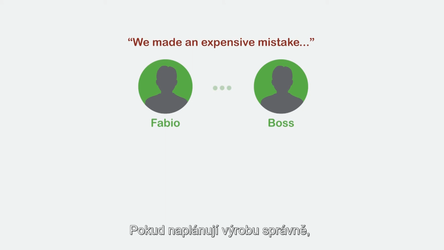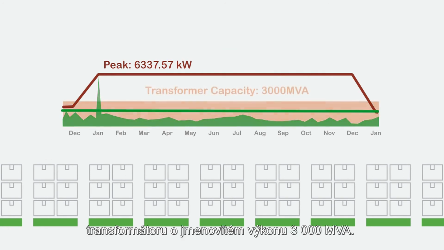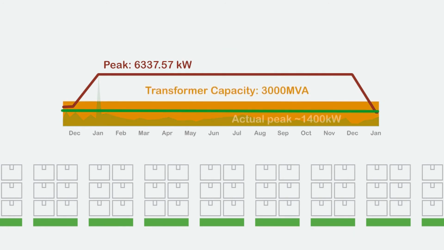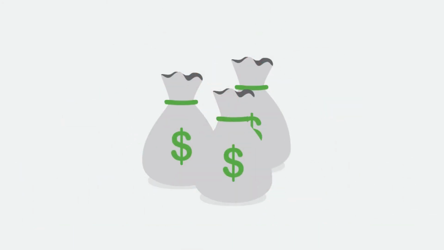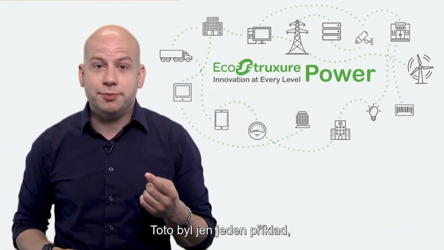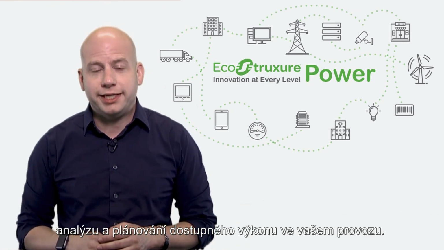If they plan production properly, there is enough capacity in the existing 3000 MVA transformer. Peak should be closer to 1400 kW, so that they can cancel the $2 million expansion. This was just one example of how to use EcoStruxure Power software in your facility for capacity planning analysis.